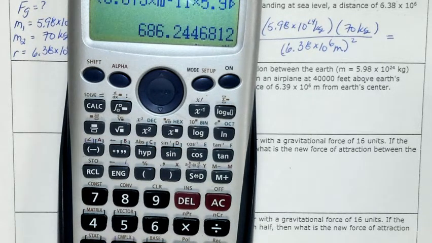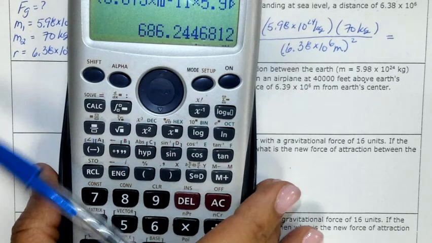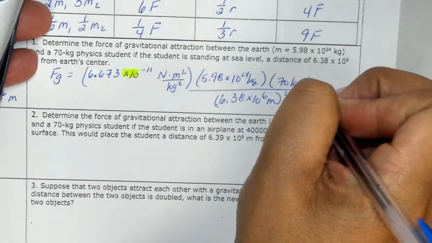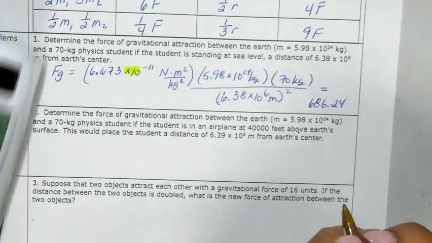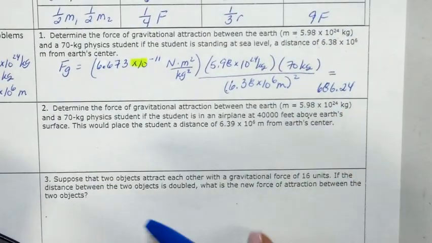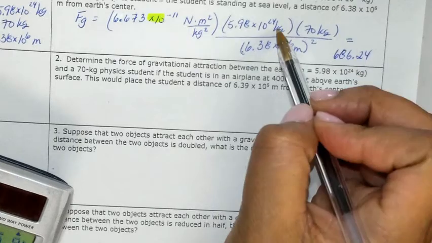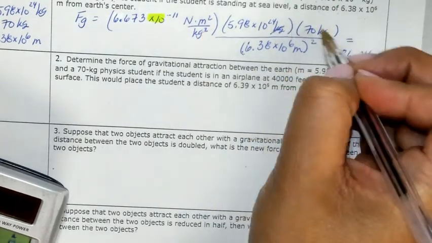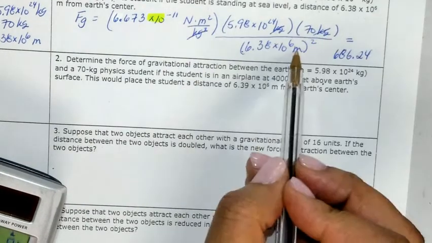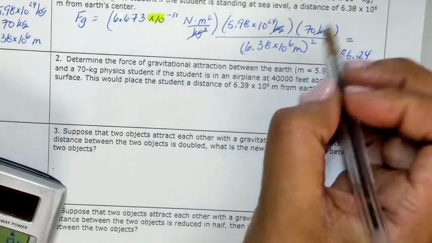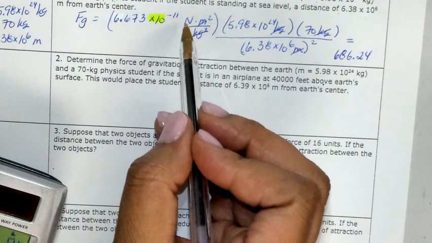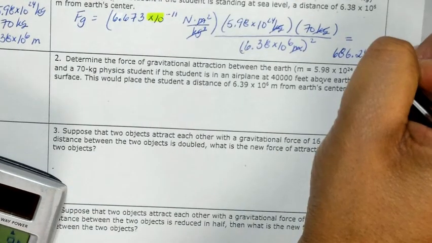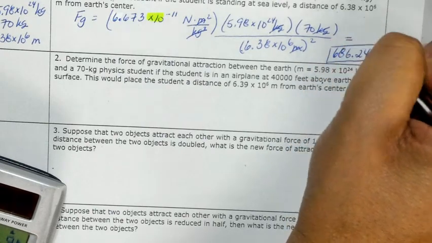The answer is 686.24. Check what cancels out. I've got kilograms times kilograms, which would be kilograms squared, but it's divided by kilograms squared, so those cancel out. I have meters squared here, meter here, that cancels out, and you're left with newtons, which you should have because you are calculating a force.